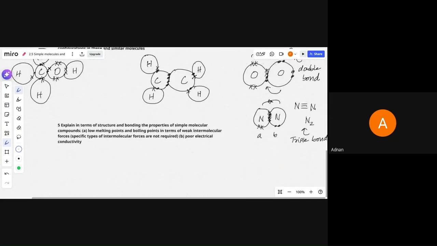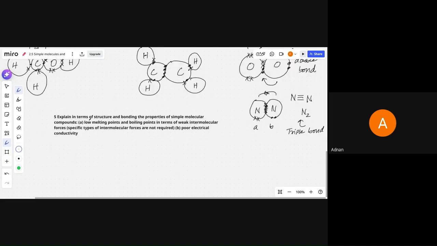Now we move on to the final topic, which says: explain in terms of structure and bonding the properties of simple molecular compounds, low melting points and boiling points in terms of weak intermolecular forces. So I explained above what simple molecular compounds are. These are compounds that are not covalently bonded to one another. They are free, and they have a weak attraction, weak intermolecular forces, right? And that is why less energy is required to change their state, to melt or boil them.